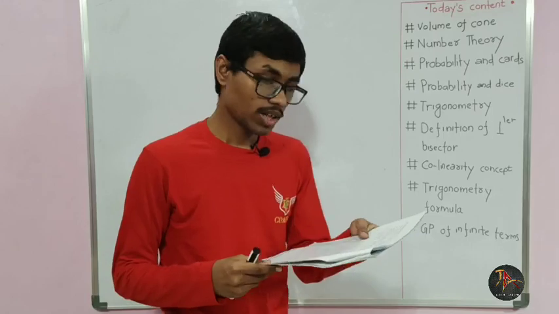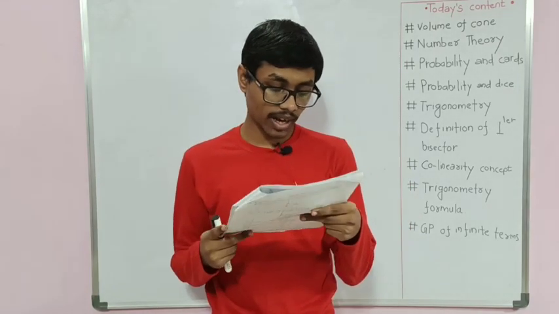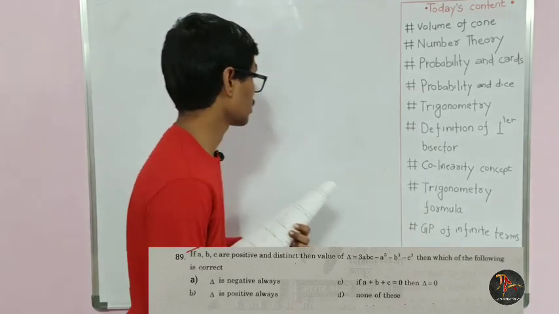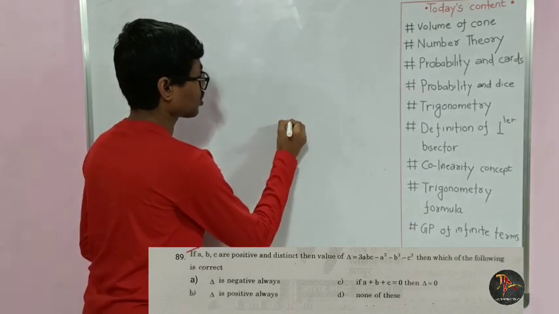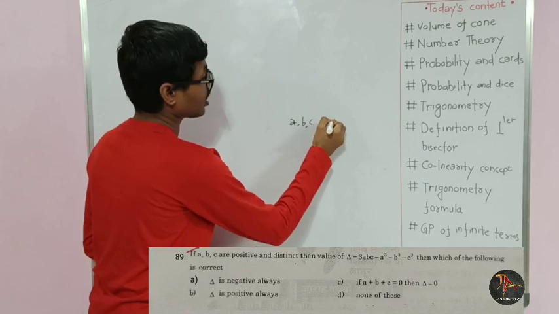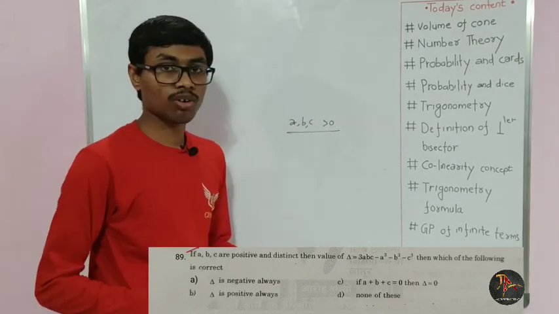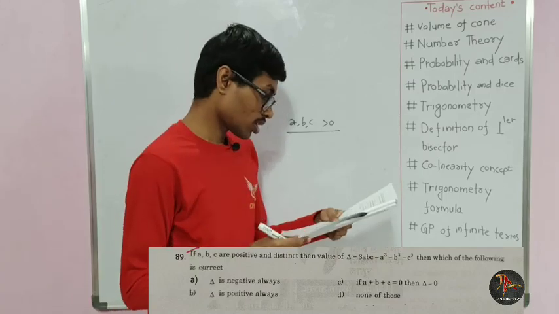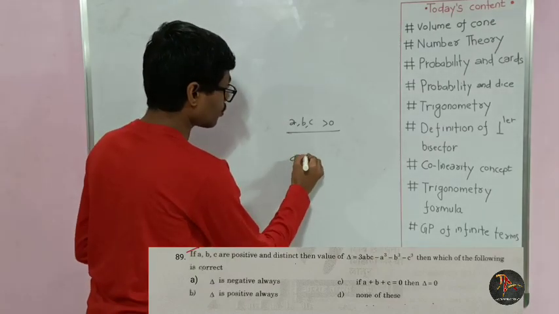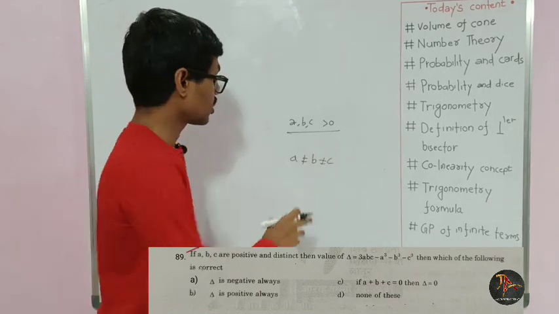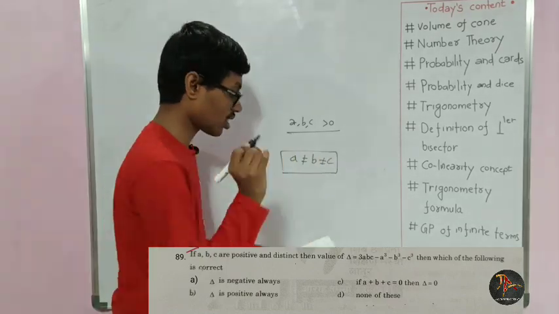Now, in the next question, they have given that A, B, C are three positive and distinct numbers. A, B, C are greater than 0. Since they are positive, A, B, C should be greater than 0. Now, A is not equal to B is not equal to C. This statement says that A, B, C are not equal.